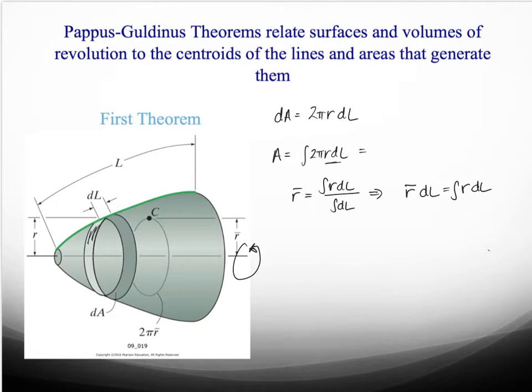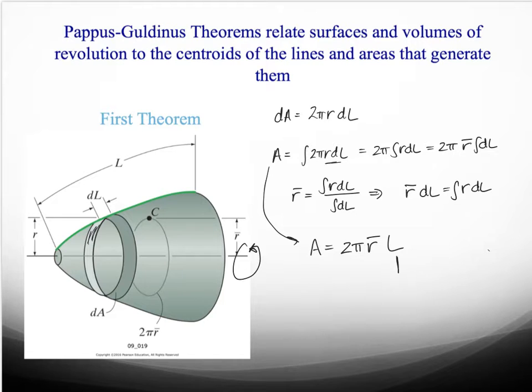And so we can substitute. So here, the 2 pi would have come out. We have the integral of r dl, which could be written as 2 pi r centroid times the integral of dl. And so jumping down here, it says the area can be found as 2 pi r centroid times the length of the segment. And so the idea is that this might be a much easier way for us to do the calculation of the surface area.